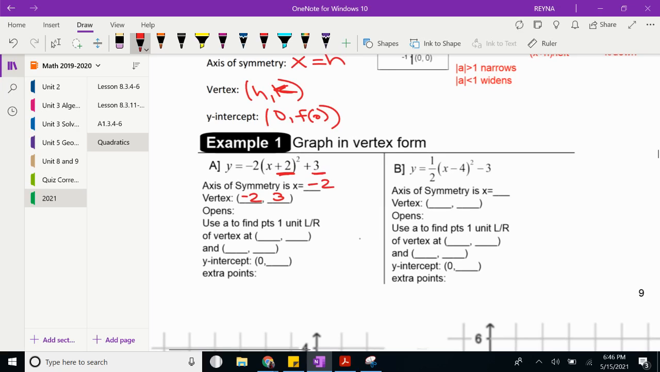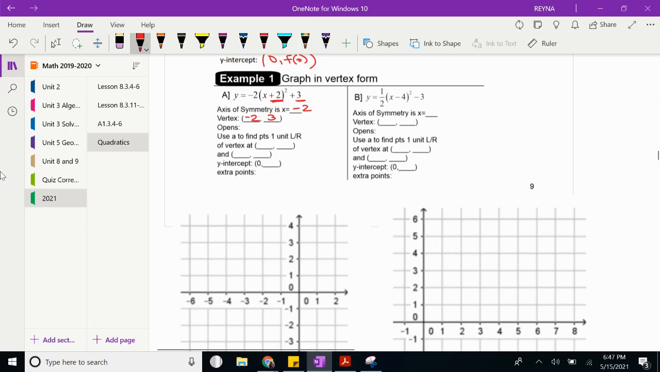And then I'm going to scroll down so we can add this to our graph. Okay, so my axis of symmetry goes through negative 2. Straight up and down through negative 2. And then our vertex is negative 2, comma 3. So we're going to put it on this point right here. Do you guys think it is going to open up or down? Our graph is going to open down.